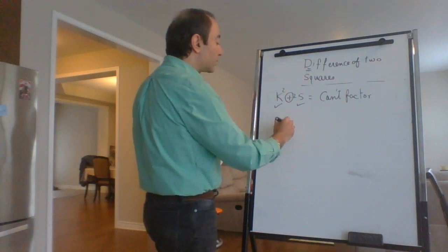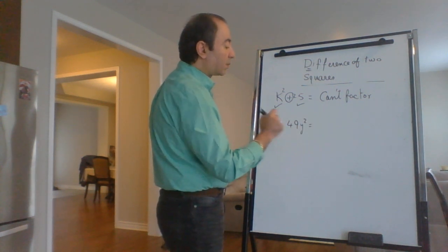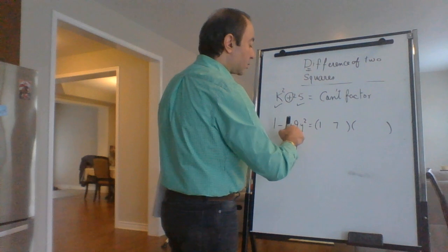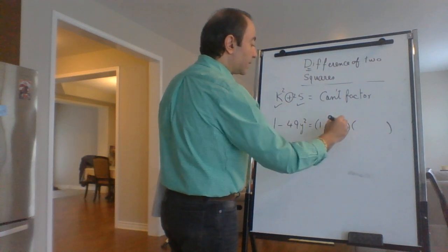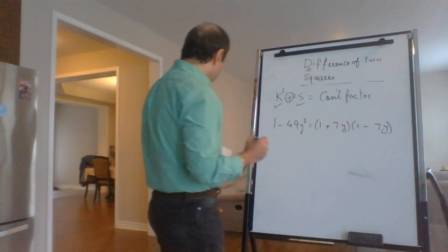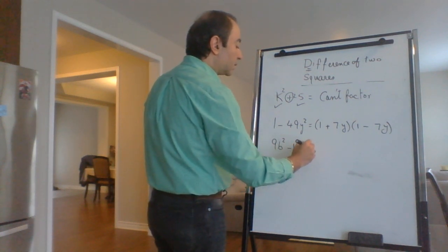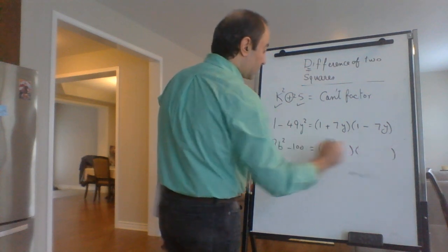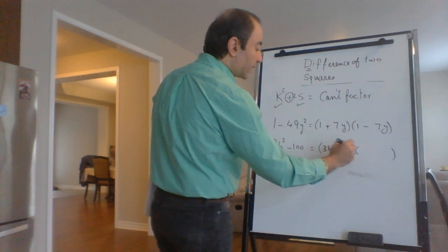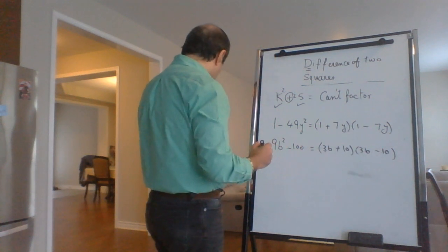Let's say I have 1 minus 49y squared. This is a perfect square and this is a perfect square, and minus between them, so I can do that. Square root of the first, square root of the second, square root of 49 is 7, square root of y squared is y. The same thing, then opposite signs. 9b squared minus 100. Same thing. Square root of the first, there is a minus here, so yes, square root of the first, square root of the second, square root of the first, square root of the second, opposite signs. Okay?